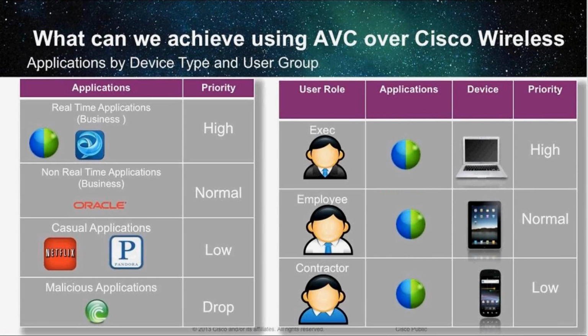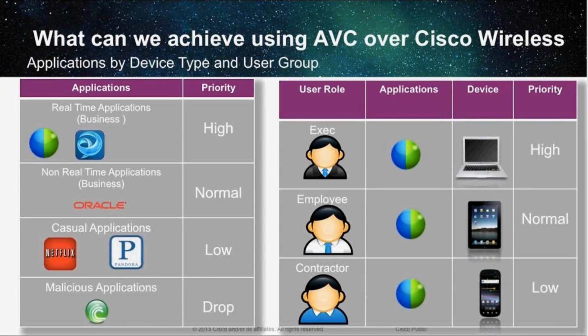So what can we achieve using AVC over Cisco Wireless? Well, you can categorize applications by device type and user group as well. So let's just talk about a simple example. You have different applications. You have WebEx and you have Cisco Jabber, and you want to mark them with higher priority. Let's say voice traffic. You would want to consider most of them as voice or video traffic. You can do that with AVC.